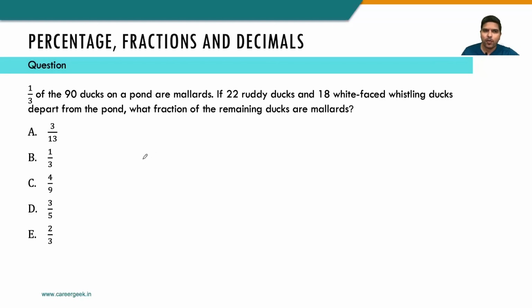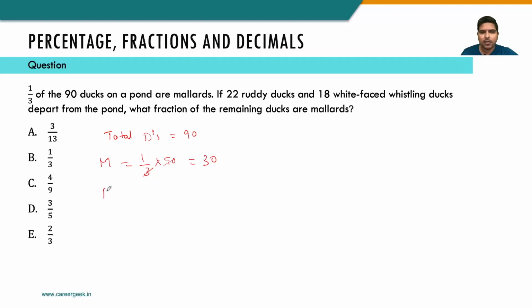Okay, we'll solve a few questions. 1/3 of the 90 ducks on a pond are mallards. So there are 90 ducks in total, of which mallards are 1/3, which is 30, right?